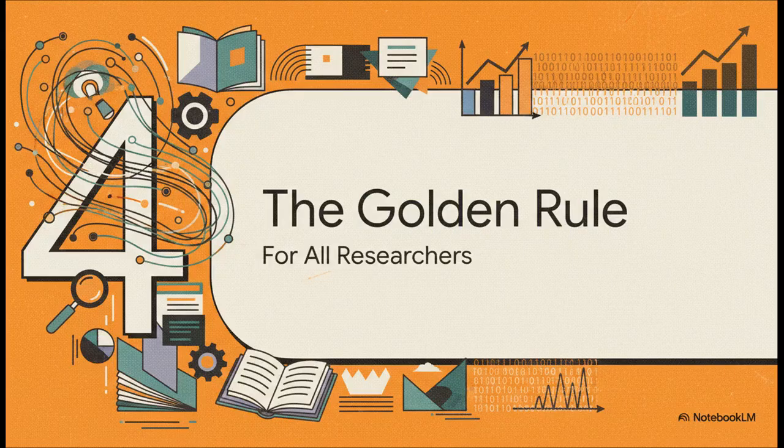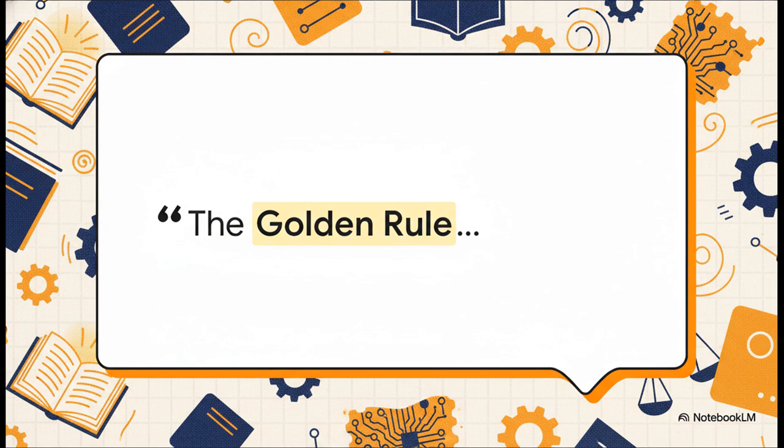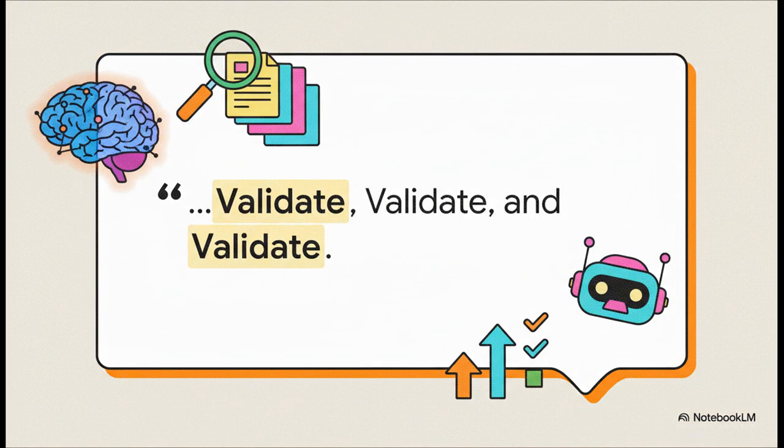But here's the thing. It doesn't matter how advanced your prompts get. It doesn't matter what fancy patterns you use. There is one golden rule, one non-negotiable rule that every single researcher has to live by. It's simple, but it's absolutely 100% critical for maintaining academic rigor and honestly, for protecting your own credibility. And that rule is validate, validate, and validate.